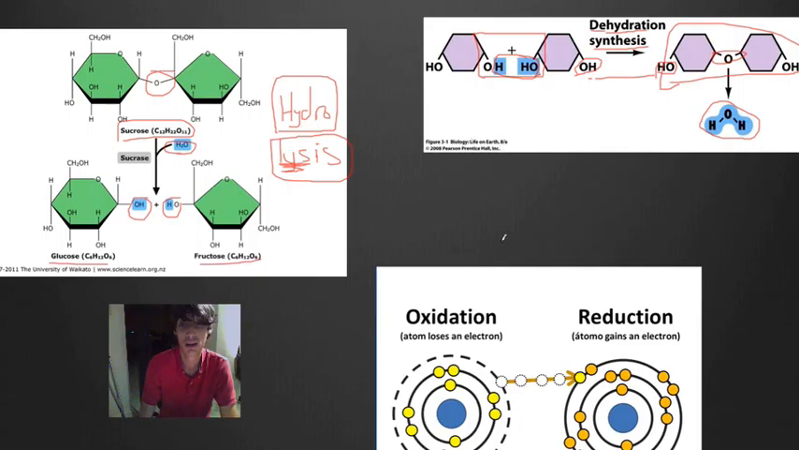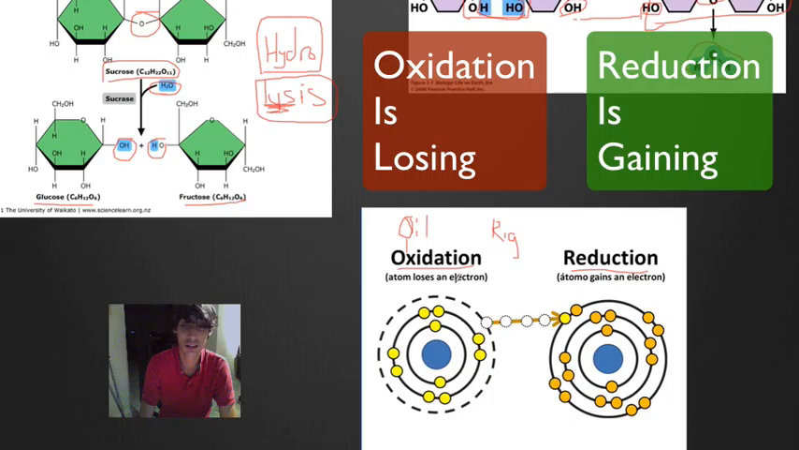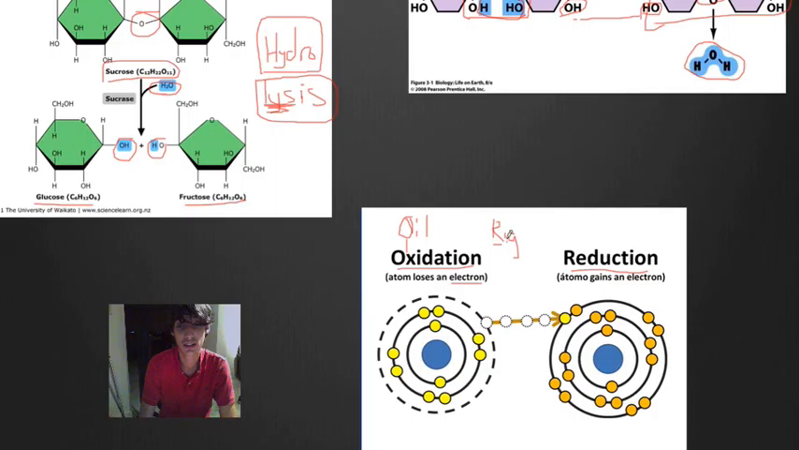Now the final important biochemical reaction I think you should know is oxidation and reduction. Same as with dehydration and hydrolysis, they're opposite reactions. And you'll learn this mnemonic in class. It's called OIL RIG. And what this basically means is oxidation is losing. And what is it losing? It's actually losing an electron. While reduction is gaining an electron. As you can see, this picture is a pretty good picture.